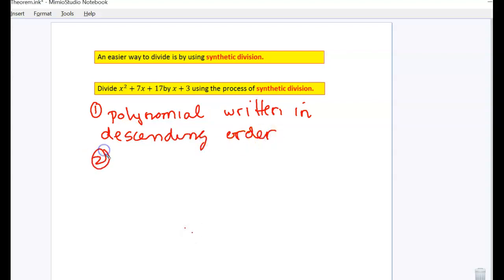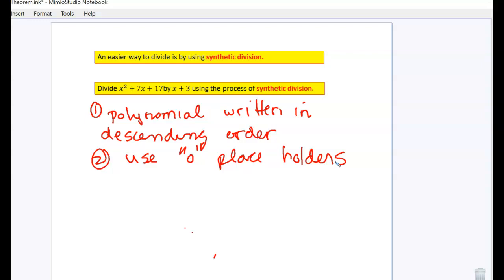And the second rule is, we have to use a 0 as placeholders. So for example, if my polynomial went from an x cubed all the way down to an x, we would have to put in a 0x squared in our synthetic division. Okay, here's how the synthetic division works.